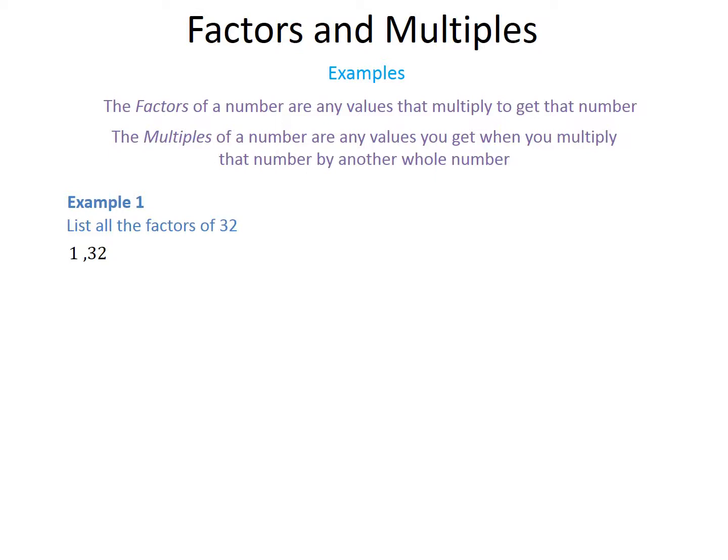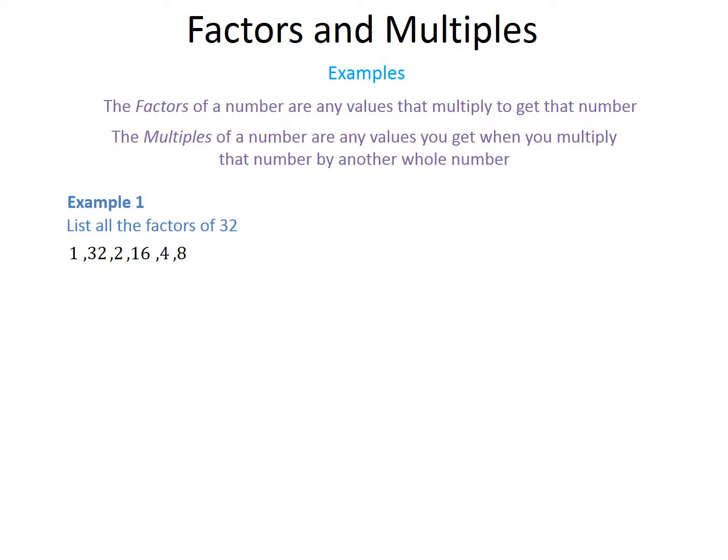Does 2 go into 32? It does, because 32 is even. And so I halve 32, which is 16. That'll tell me my next two. Now, does 3 go into 32? Well, it doesn't, because 10 threes are 30, 11 threes are 33, so 32 gets missed, so I don't write down 3. What about 4? It's on my times tables. 4 times 8 is 32, so I write it down.